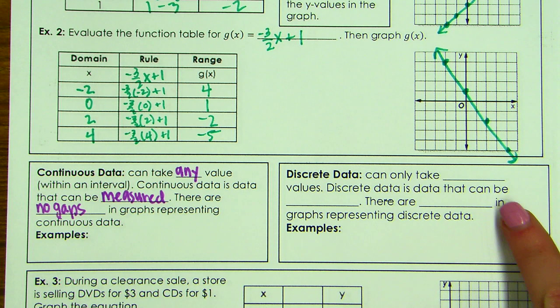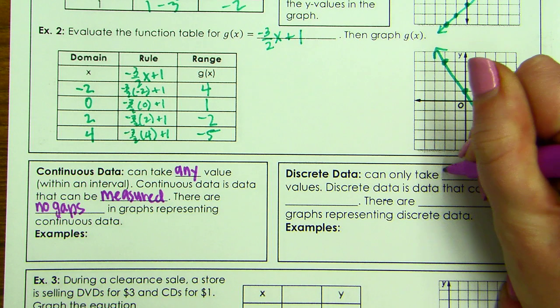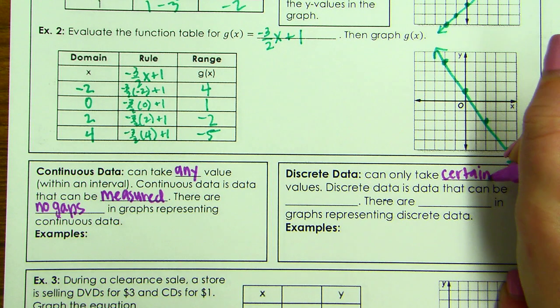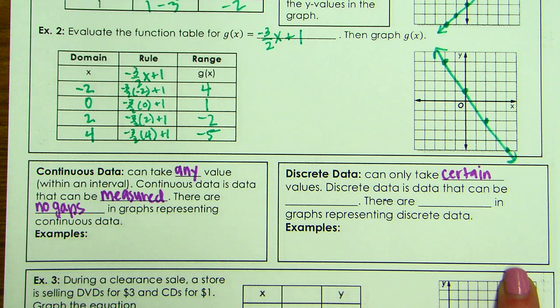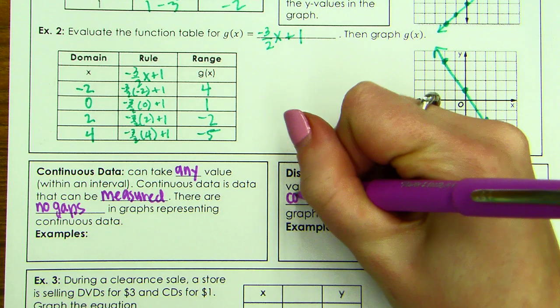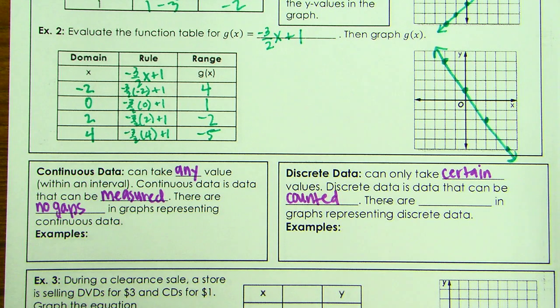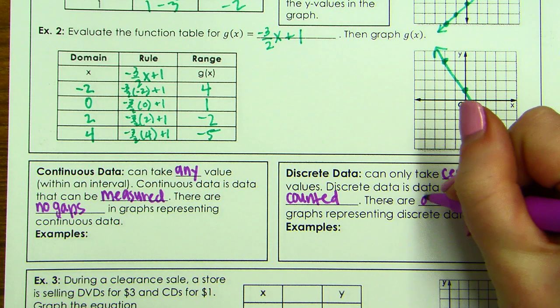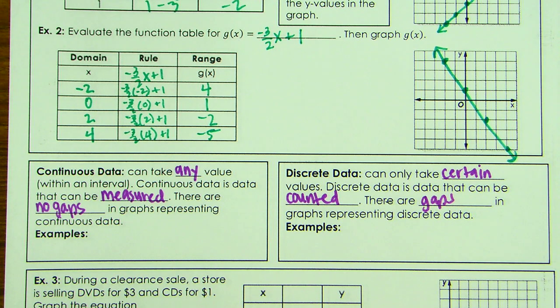Let's talk about what discrete data means, and then we'll talk about examples. So discrete data can only take certain values. Discrete data is data that can be counted. There are gaps in graphs representing discrete data. So continuous data can be measured, discrete data can be counted. Let's talk about some examples.